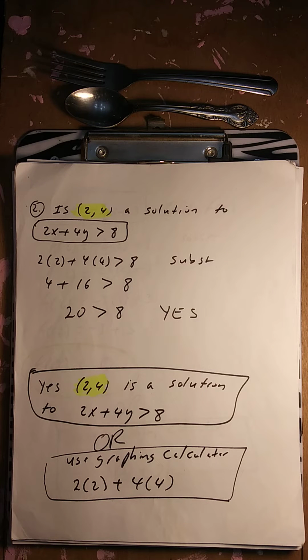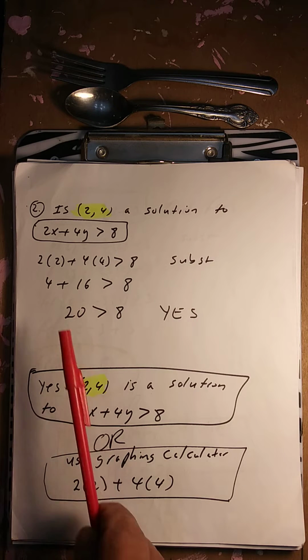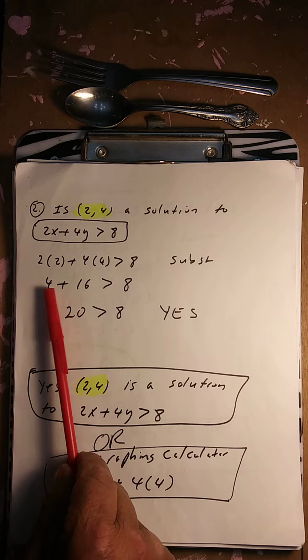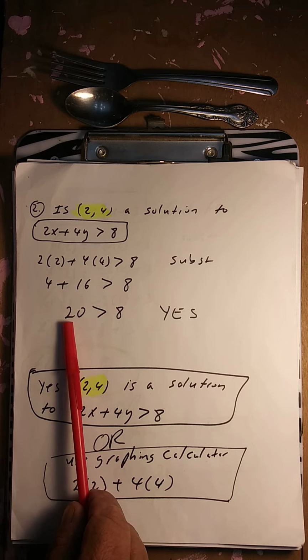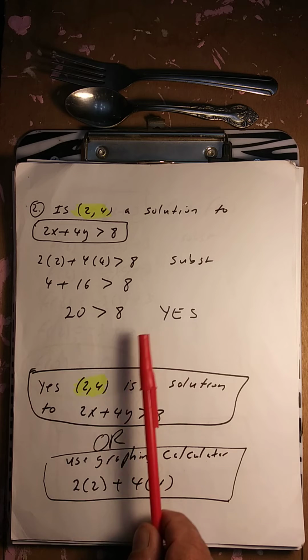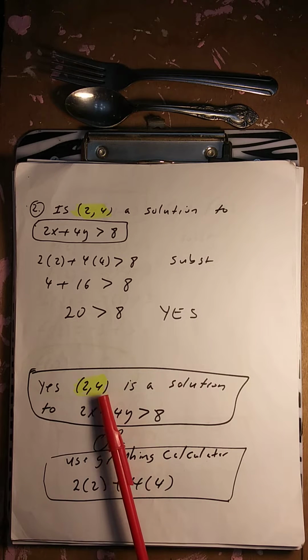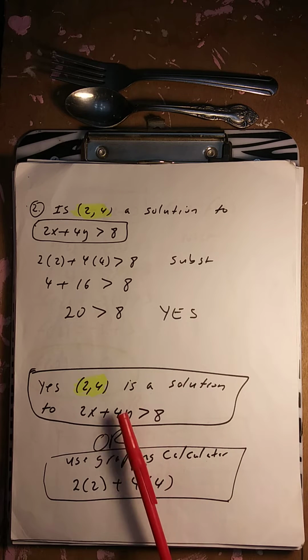Is (2, 4) a solution? Put them in there. Put the 2 there, put the 4 there. 2 times 2 is 4. 4 times 4 is 16. That together is going to be 20. Is 20 greater than 8? Yes. So, yes, the point (2, 4) is a solution for this. Or you can use a graphing calculator.